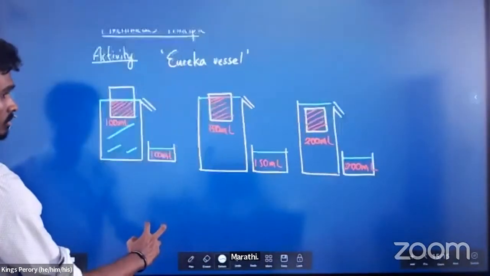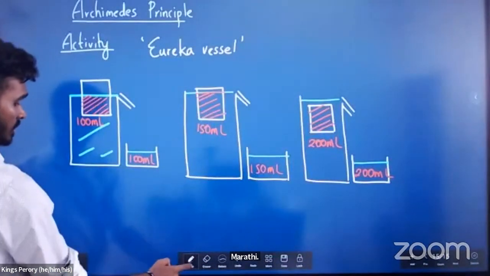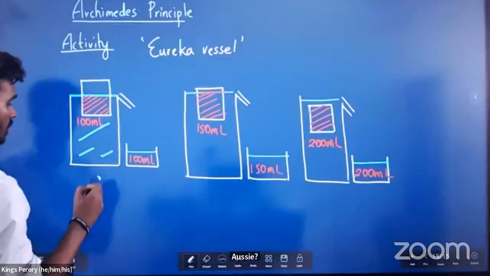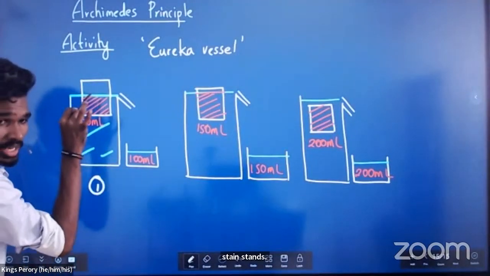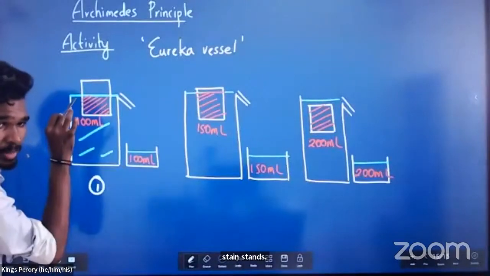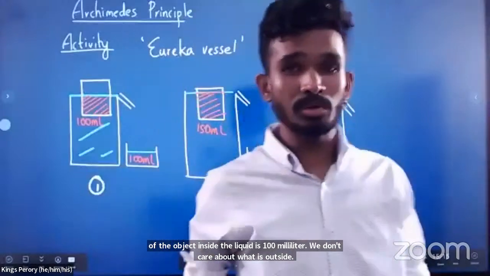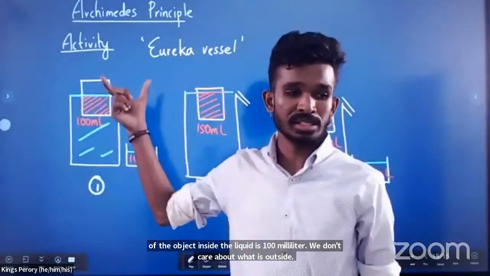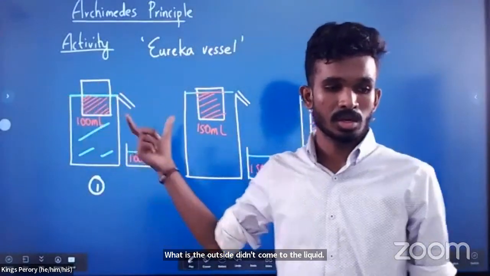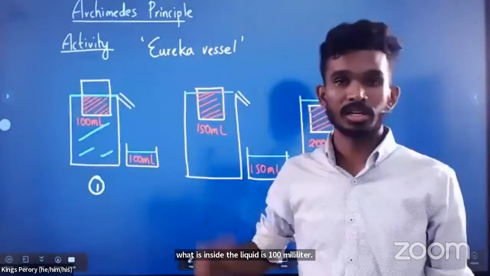Now see. First instance, volume of the object inside the liquid is 100 milliliter. We don't care about what is outside. What is outside didn't come to the liquid. What is inside the liquid is 100 milliliter. Volume that came out is also 100 milliliter.